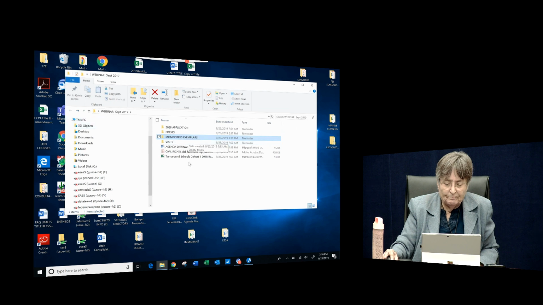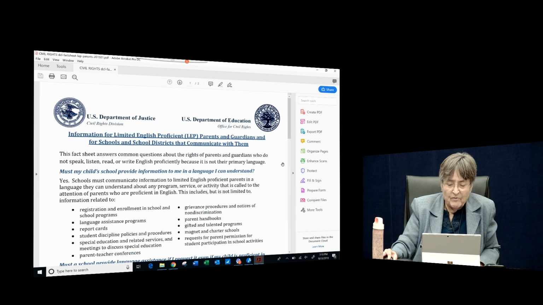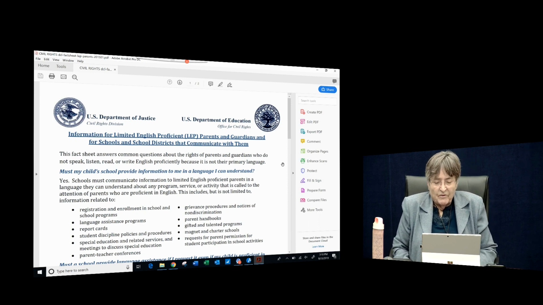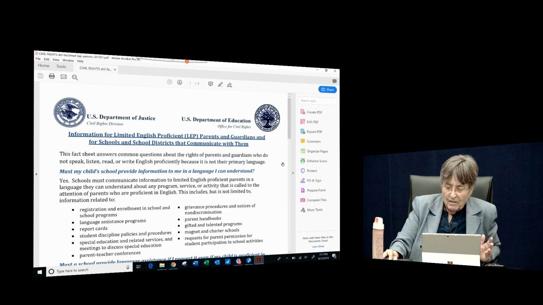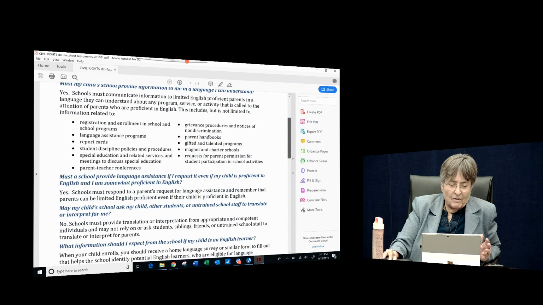The last one, and I'll send all these documents out to you. It's from the Department of Justice and the Department of Education. So in the Department of Justice is the Civil Rights Division and the Office of Civil Rights in the Department of Education. So it's really information for parents and guardians and for schools and school districts to communicate with them. This fact sheet is just really simple and straightforward and asks and responds to these questions.